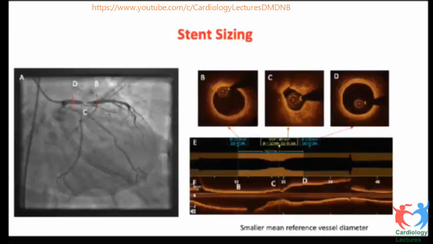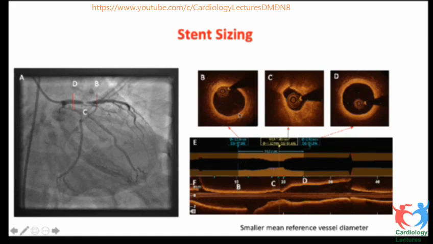So how do you size your stent? Stent sizing is based on the vessel dimensions at the smallest reference. Reference is nothing but a normal appearing vessel, proximal and distal to the lesion. Here you can see this is your lesion, and just move proximally towards the guiding catheter. That is your proximal normal zone. This is the normal appearing vessel proximally, and then move distally.